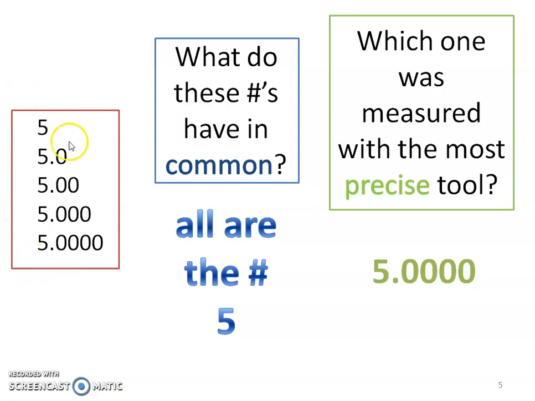So yes, all of these numbers are 5. However, if I have a balance that can only go to the ones place, it would be 5. But if it can go to the tenths place, then that 5 becomes 5 point something, and if it's 5.0, then it's measured exactly 5.0. If I have a balance that can give me 4 decimal places, then I have a more precise tool, taking those measurements a little bit longer in our value. So the more precise the tool, the more significant digits there are.